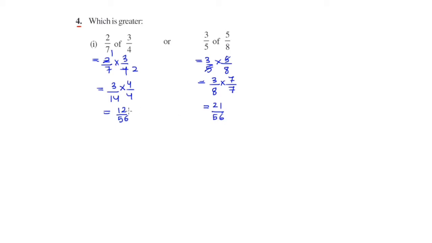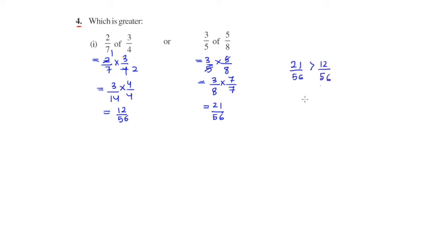Now as you can see, our denominators are equal, so we can directly compare the numerators. On comparing, we come to know that 21 over 56 is greater than 12 over 56. What have we compared? We have compared the numerator part by making the denominator equal. So we'll write it 21 over 56 is greater than 12 over 56 like this.